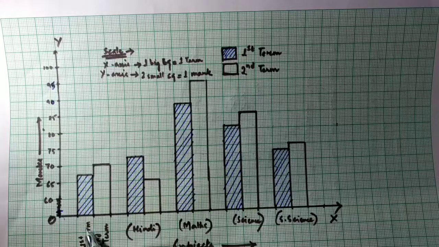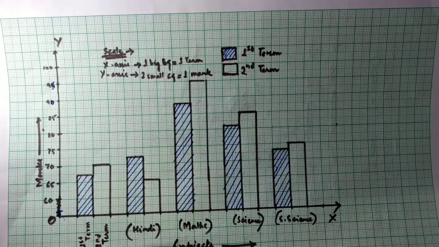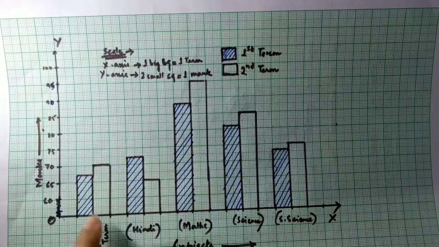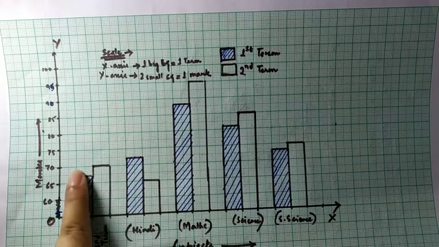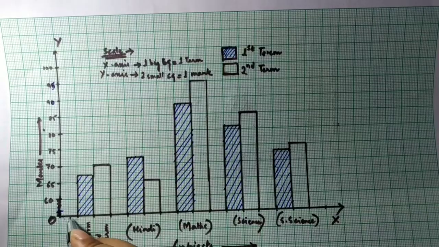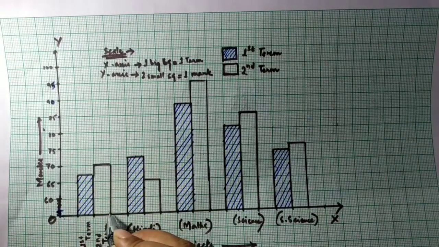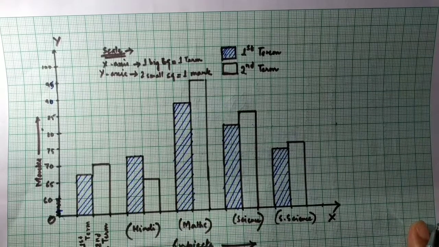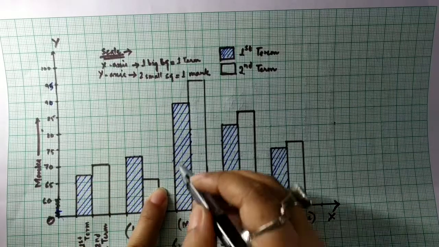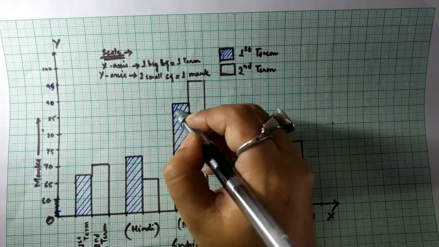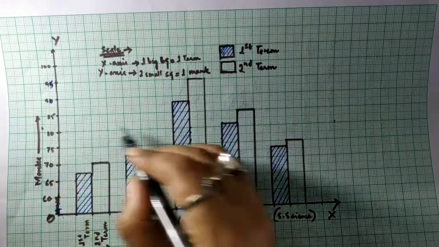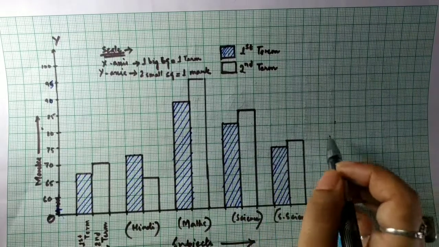See, for first term, the mark of English is 67. If this is my 65, count and see 67 and then 70. So this is the double bar graph, and between the two bars of a double bar graph we do not put any space. I have taken one big square gap, so after the marks of one particular subject I leave that much gap as required. Similarly for Hindi, the marks are 72 and 65. Then for Maths, the mark is 88 and 95 here. And for Science, it's 81 and then 85, and 73 and 75.